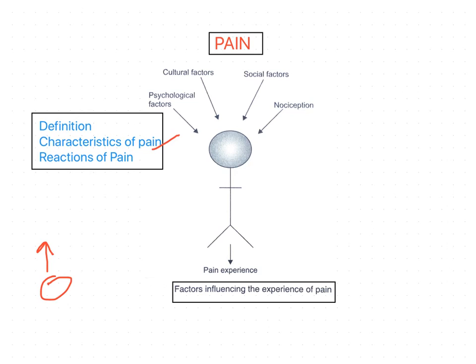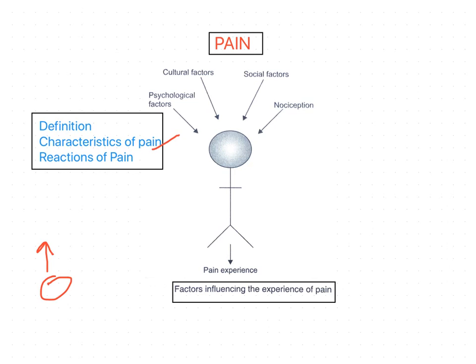If you see the reactions of pain, the first one is the behavioral reactions. That means the person will show some expressions like crying, moaning, frustration, mental irritation or depression. Some of the behavioral reactions we can see due to pain. If you see some muscular reactions, spasm of skeletal muscles in the affected region can be seen.